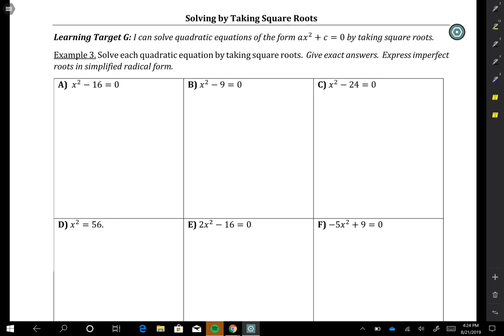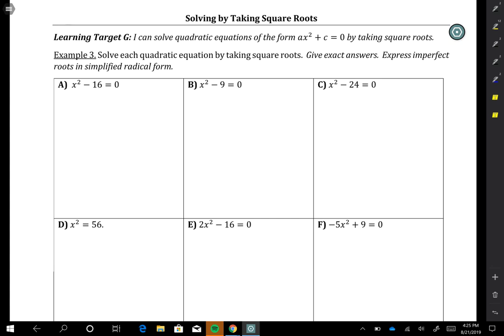So in class we learned how to simplify radicals, and the reason we did that is because when we're solving by taking square roots, we need to give our answers in reduced radical form. We do not want any decimals. So we're going to do a few examples in this video of solving quadratic equations by taking square roots and finish the rest in class.